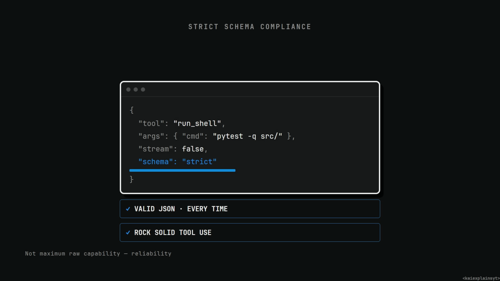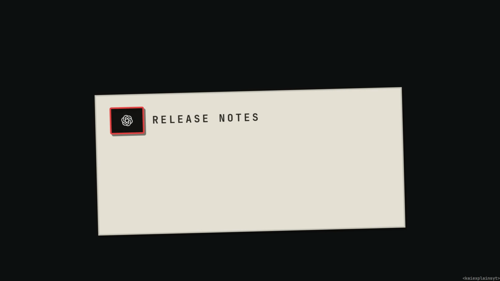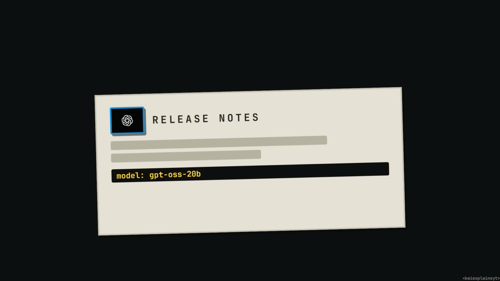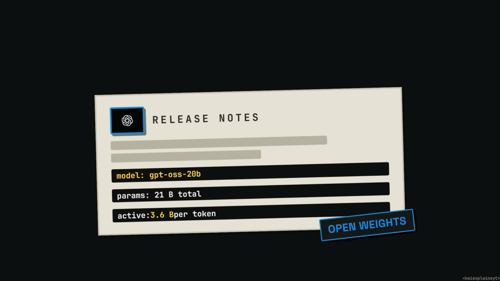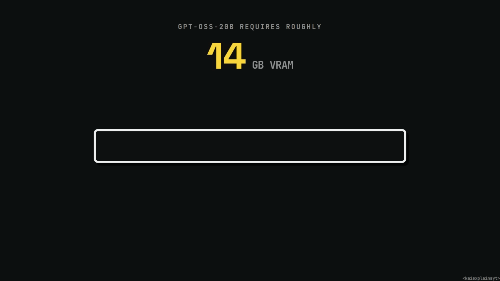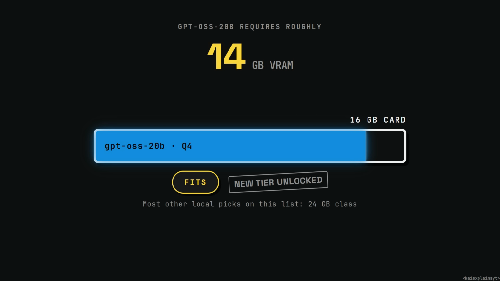maximum raw capability. Fourth, GPT-OSS 20B, and then there's this one, which I did not expect to be on this list when the year started. OpenAI released open weights under the GPT-OSS lineage. The 20B model has 21 billion total parameters, activates 3.6 billion per token, and requires roughly 14 GB of VRAM. It fits on a 16 GB card, which opens this up to a hardware tier that couldn't comfortably run most of the other local models on this list.